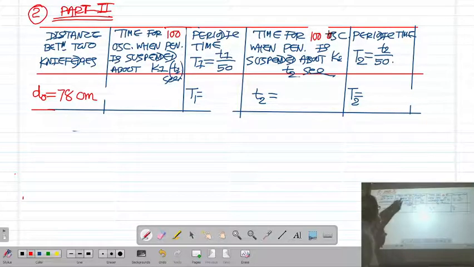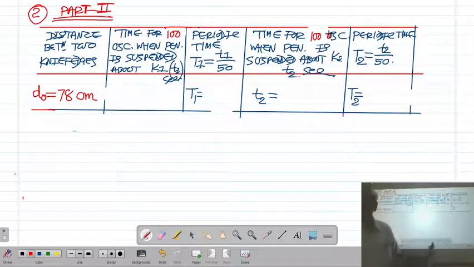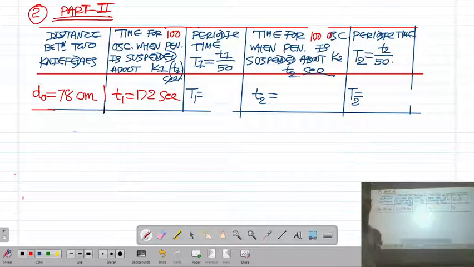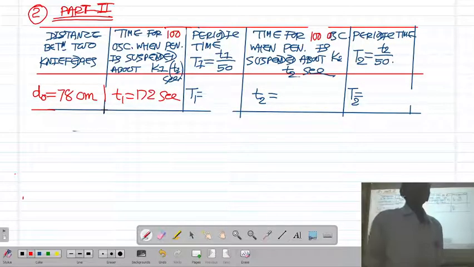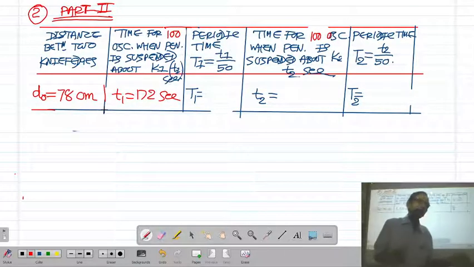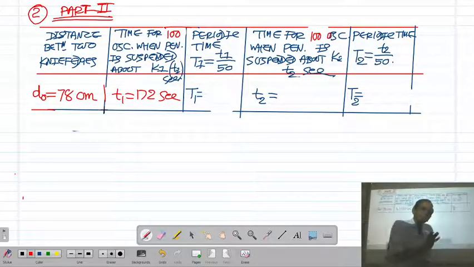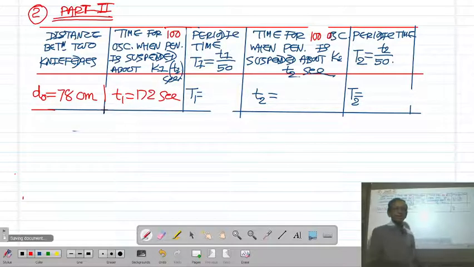Okay, suspend the pendulum about a knife edge and measure the time for 100 oscillations. Suppose it is 170 seconds. Right? So in the second part, adjust the distance between K1 and K2 knives to 78 centimeter. Keep knife K1 at 34 centimeter distance from the center of the pendulum, and keep knife K2 at 34 centimeter distance from the center of the pendulum.